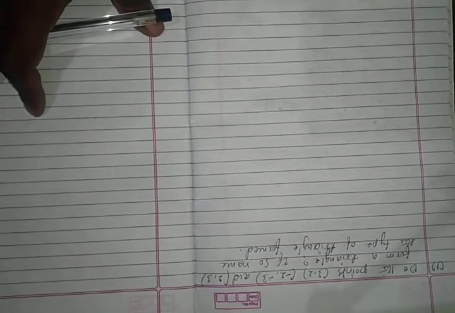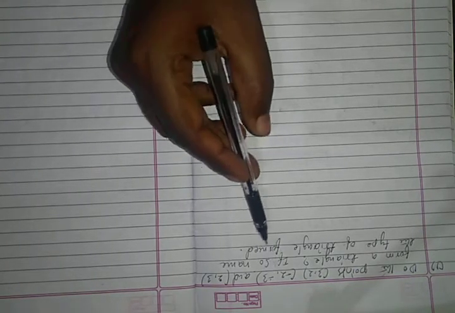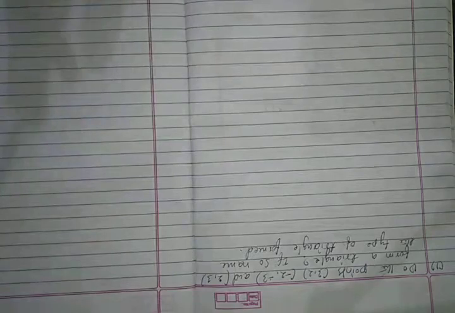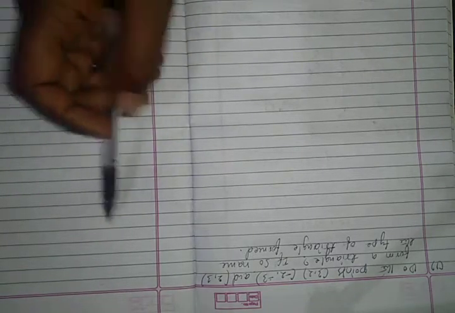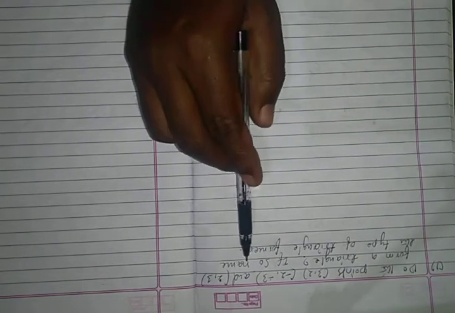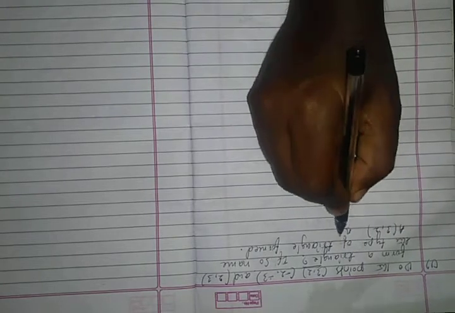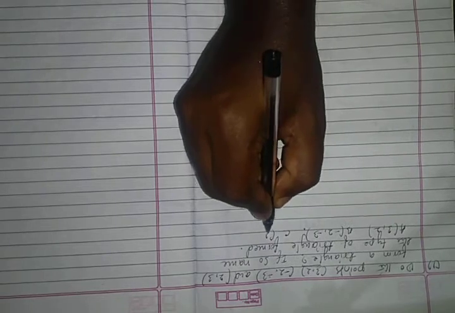Students, observe the question carefully. Example 1: do the points (3, 2), (-2, -3) and (2, 3) form a triangle? There are 3 coordinate points given. We have to find out whether these 3 points form a triangle, and if it is formed, we have to name the type of triangle. So let us see. Take the first point as A (3, 2), the second point as B (-2, -3), and the third point as C (2, 3).